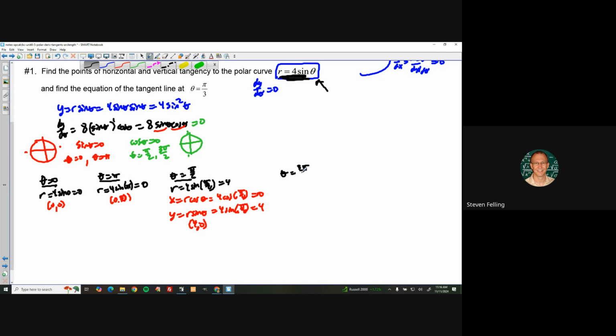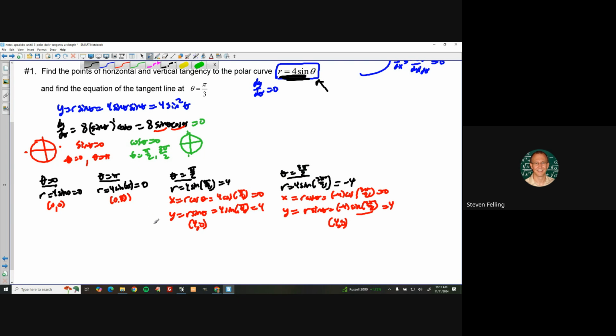This is 3 pi over 2 here. The r is 4 times the sine of that angle. And the sine of that angle is negative, right? Sine is -1, so that would be -4 for the radius. And the x would be our cosine theta. So that is -4 times the cosine of 3 pi over 2, but that is 0, so that's 0. And y is our sine theta. So that's -4 times the sine of 3 pi over 2, but that is -1, so this becomes 4, and we're back to 0, 4.